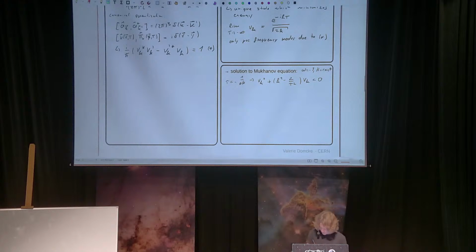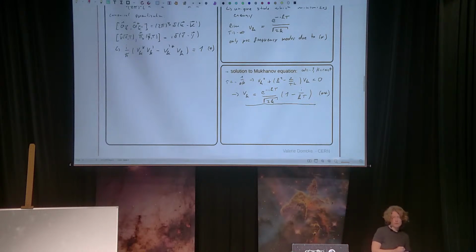And then we can just solve this equation with these initial conditions, and the answer that you get is that v_k is e to the minus ik tau divided by square root of 2k, times 1 minus i over k tau. Important equation, gets 2 stars. Okay, so this is the solution for our scalar perturbations as a function of time, a solution for the Fourier coefficients.